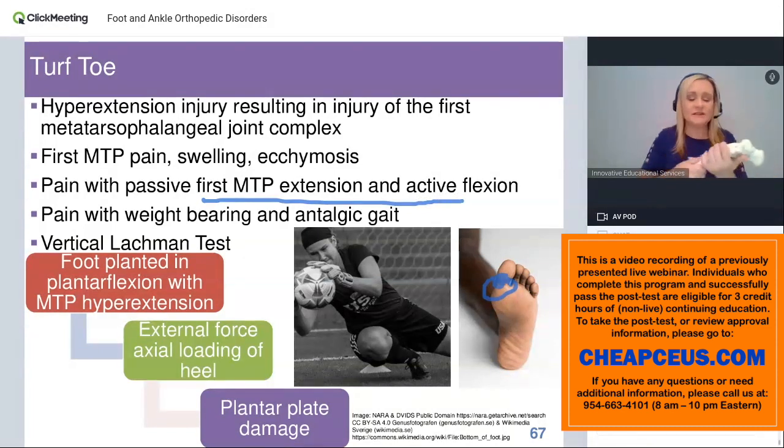Lockman's test is the assessment tool that you'll utilize. You're going to do that compressive test, similar to what we do at the knee, looking at the meniscus, but we'll do it here. So again, important to note the joints we're doing the different tests at, for the individual.